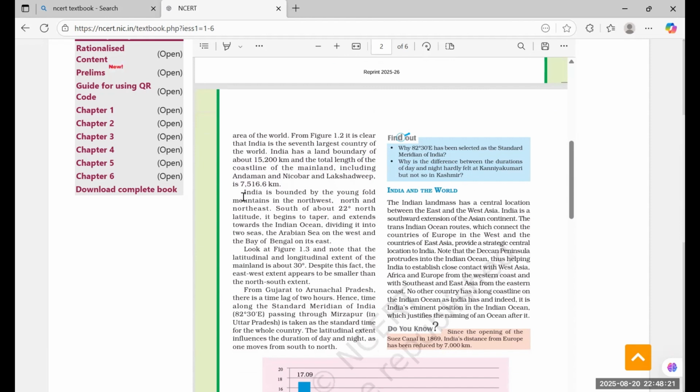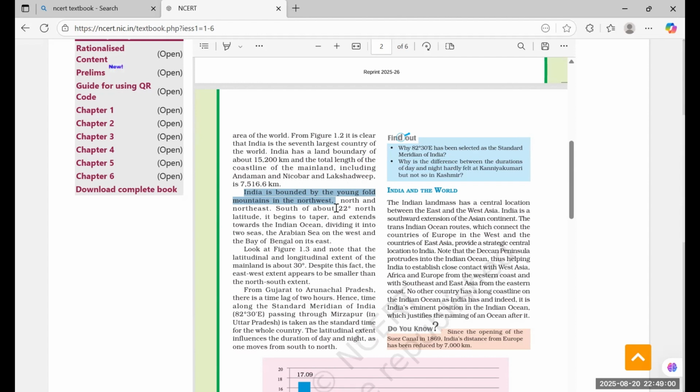Now coming to the next, it says that India is bounded by the Young Fold Mountains in the northwest. Children, remember which mountain we are talking about? It is the Himalayas. The Himalayas have been considered as Young Fold Mountains. The reason why they are called young is that they are of recent formation. And why are they considered fold? Because they have been formed by the colliding, crumbling, and rising of two tectonic plates.